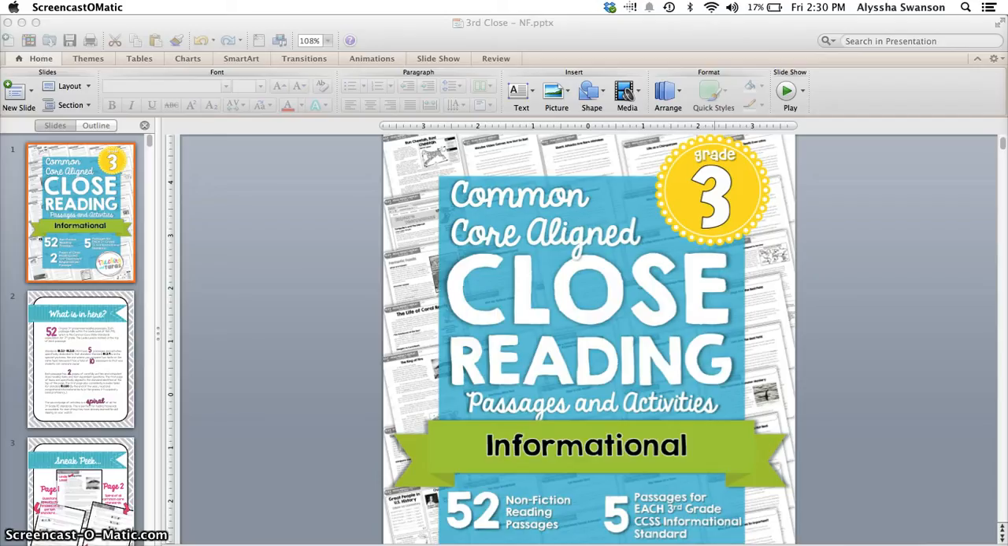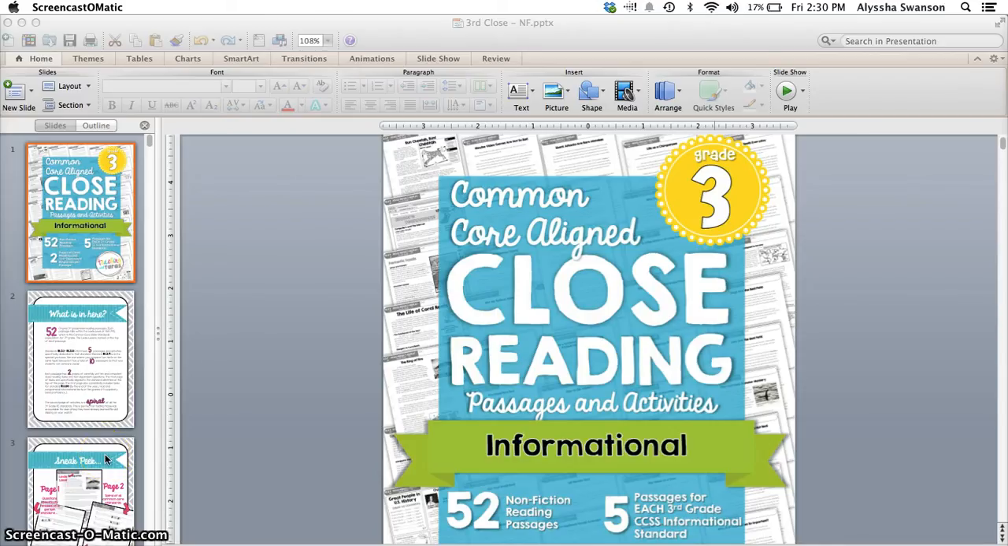Today I just want to give you a little sneak peek inside my closed reading passages and activities packs that I have available for second or third grade. Today we're looking at the third grade informational pack. It has 52 reading passages. Each of those 52 reading passages includes about 2 pages worth of close reading activities to go along with it.